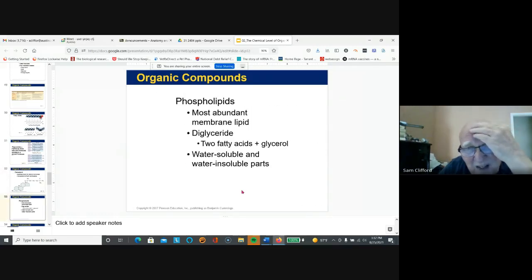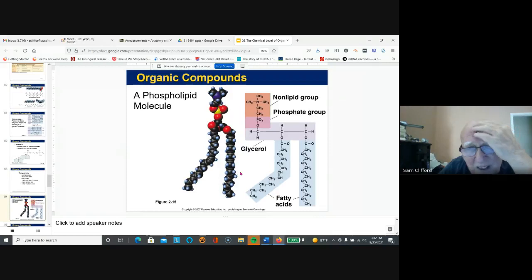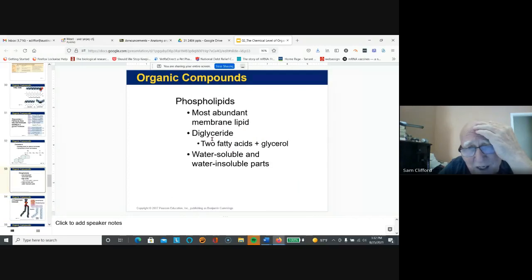Phospholipids make up the cell membrane, and they have two fatty acids and glycerol. It has water soluble and water insoluble parts. So a phospholipid molecule is over here, a diglyceride. It has two fatty acids.